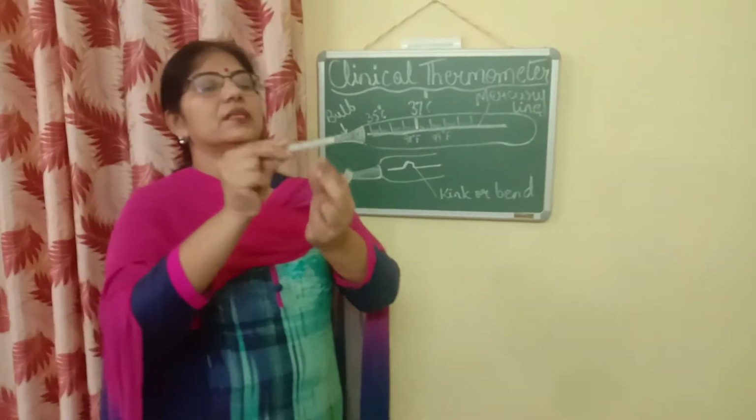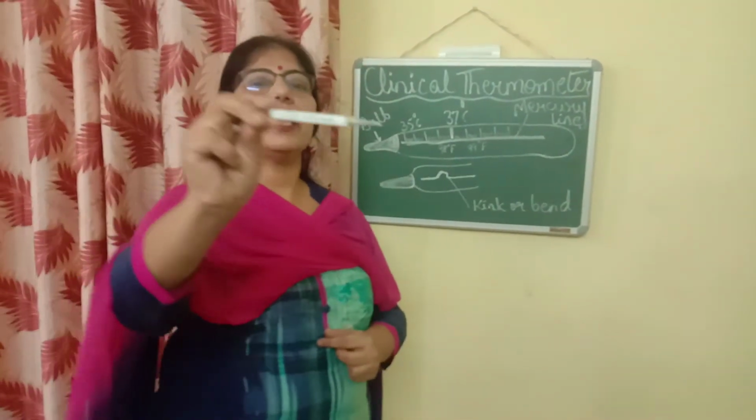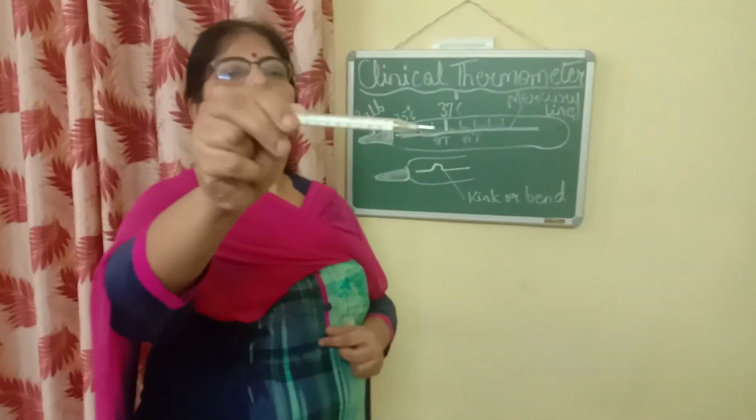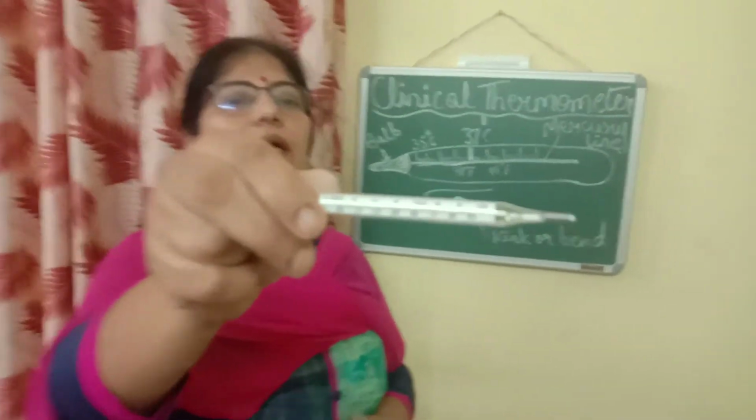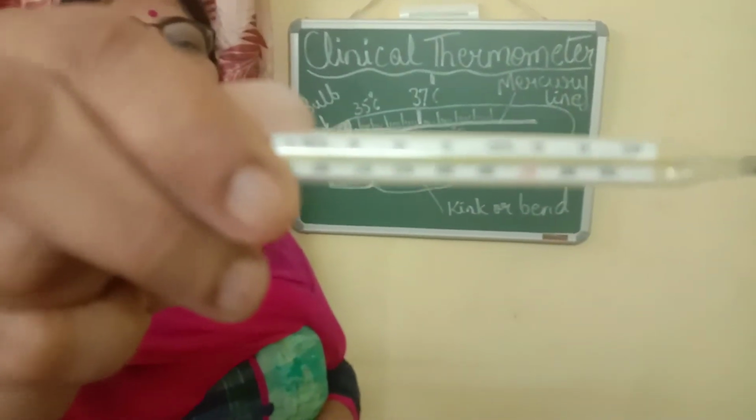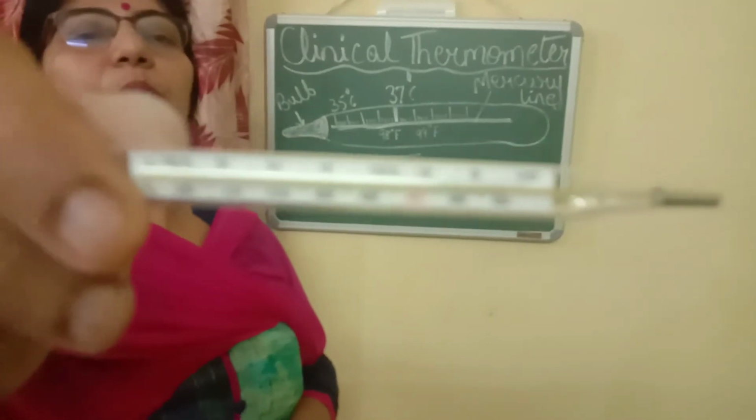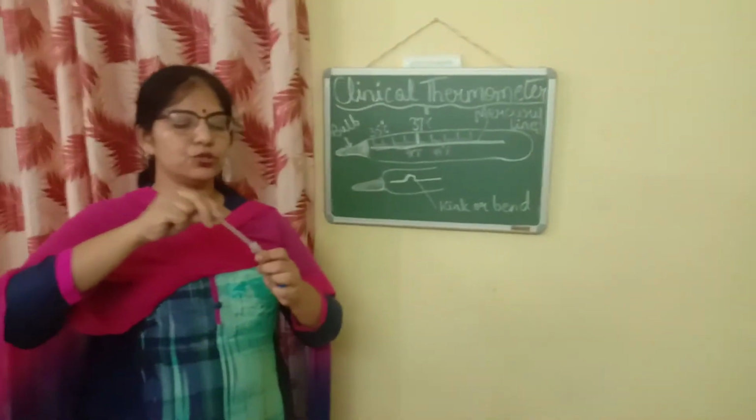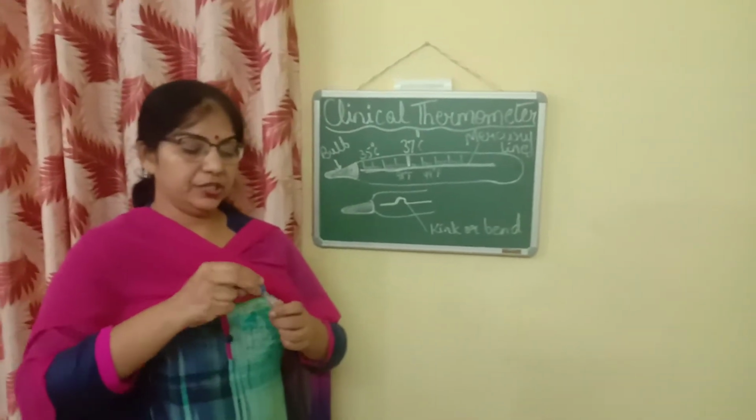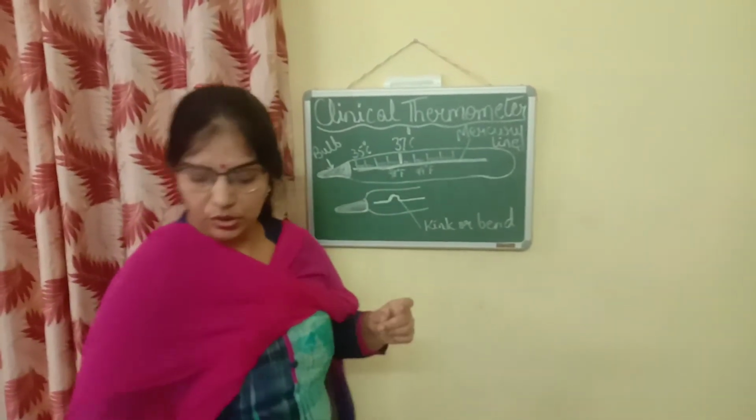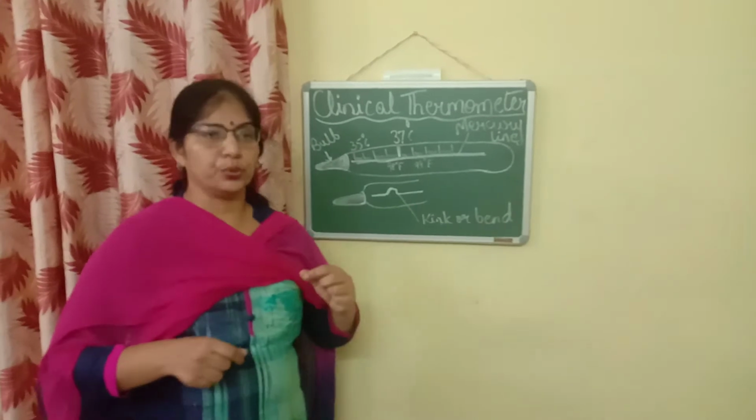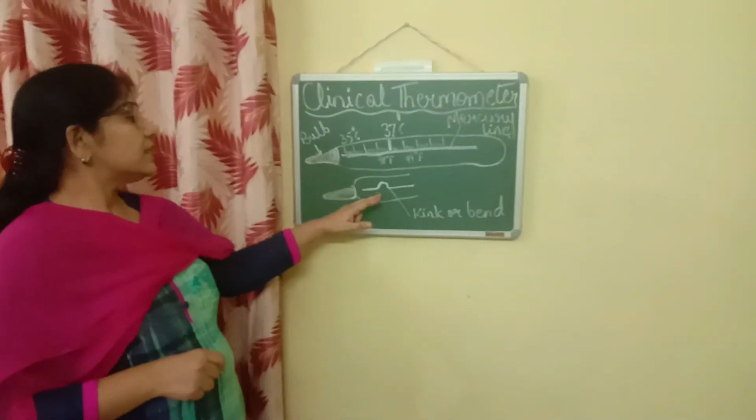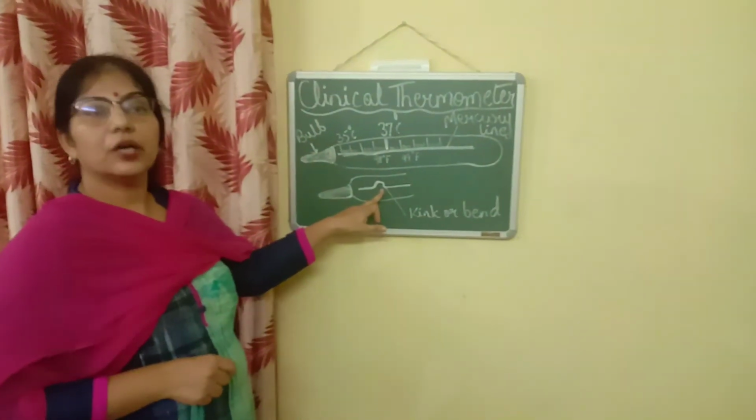See, children, here is the clinical thermometer. You must be having one at home also. See, it has a shining metallic line, that is of mercury, then a bulb at one end. This is the clinical thermometer which we use to measure our body temperature. You can ask your parents to show it. So, this is about the clinical thermometer.